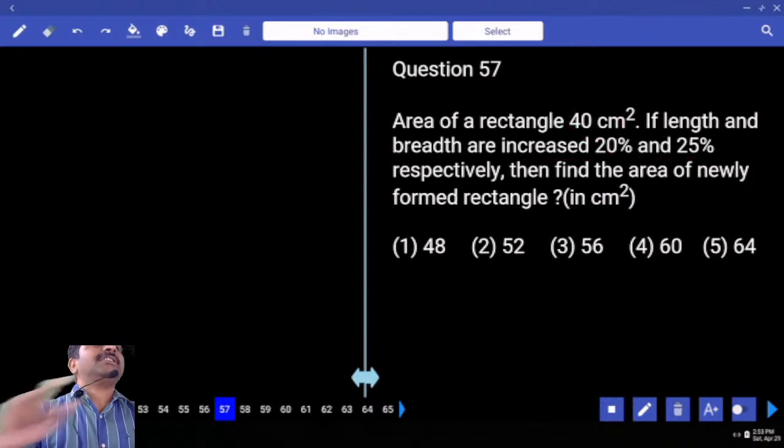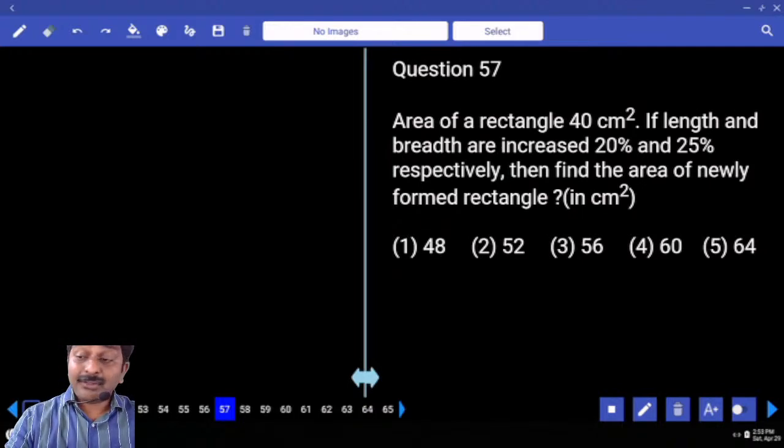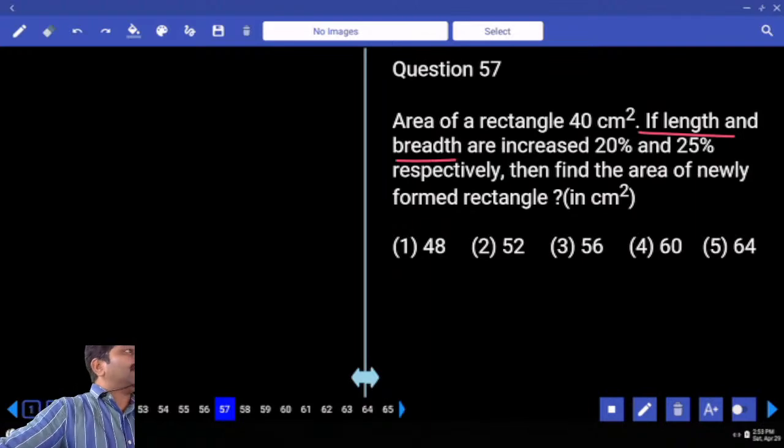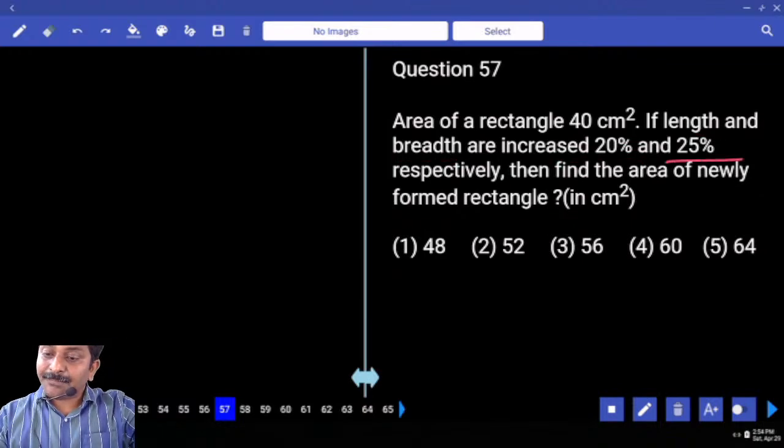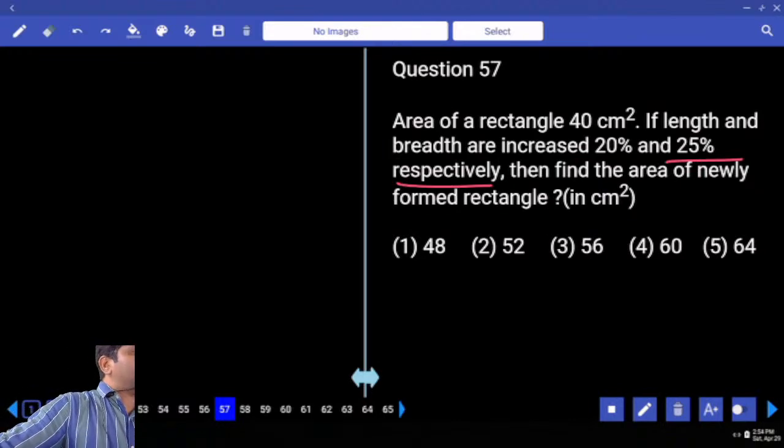If there is any change in the length, final effect goes to area. If you change the breadth, final effect goes to area only. So though you don't know the original values of length and breadth, if length increases by 20%, area also increases by 20%. If breadth increases by 25%, area also increases by 25%. Changes in length and breadth directly affect the area. What is the initial area? 40.